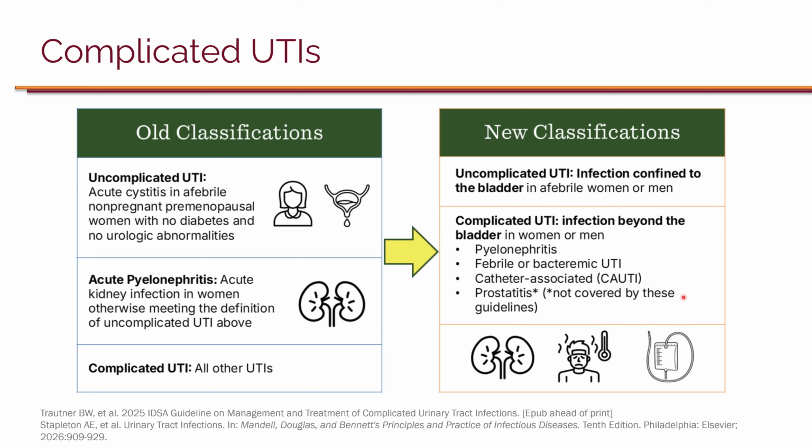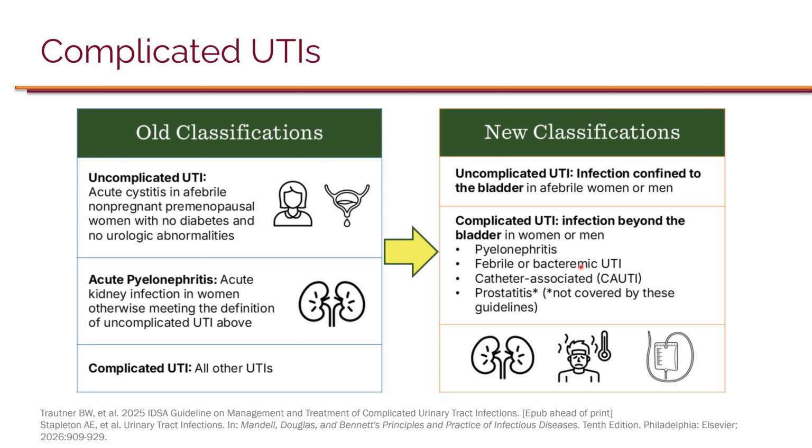Now, in 2025, IDSA released new guidelines for management and treatment of complicated urinary tract infections, where they defined complicated and uncomplicated UTI. So here on the left hand side, you can see the old classifications for your reference, but importantly, here are the new definitions of uncomplicated UTI, which is essentially infection confined to the bladder, so essentially cystitis, in afebrile women or men. So gender doesn't really matter. But as long as there is no fever, the cystitis is considered uncomplicated. Whereas pyelonephritis is just considered complicated, period.